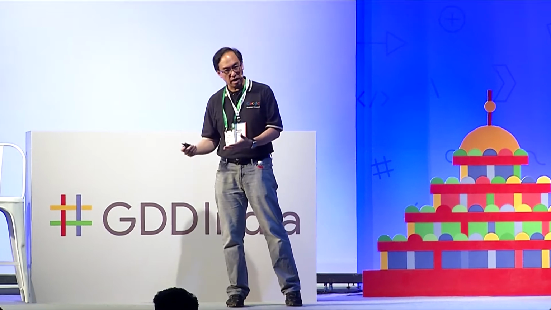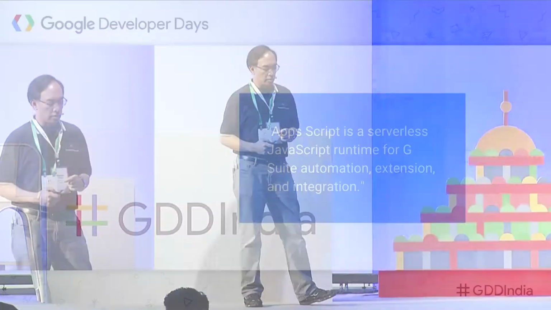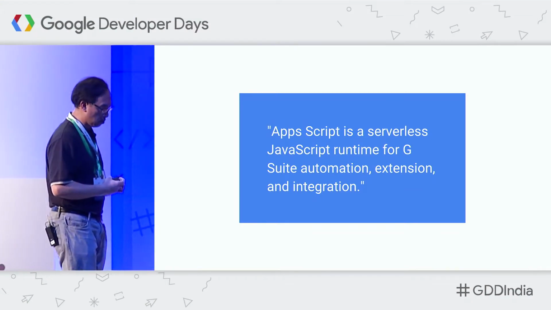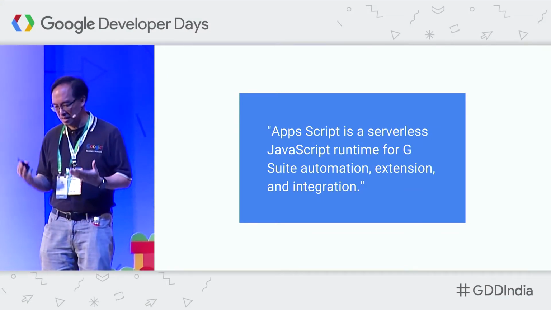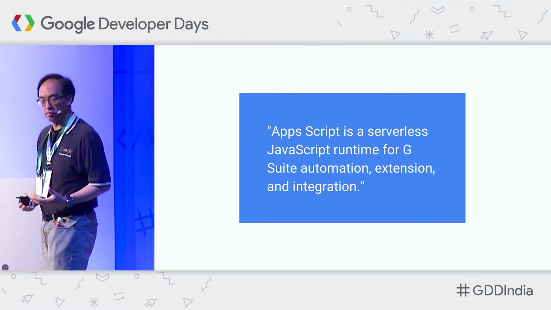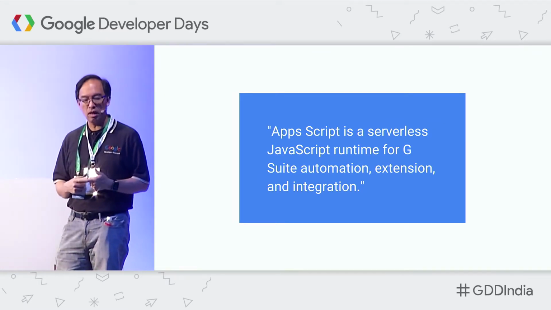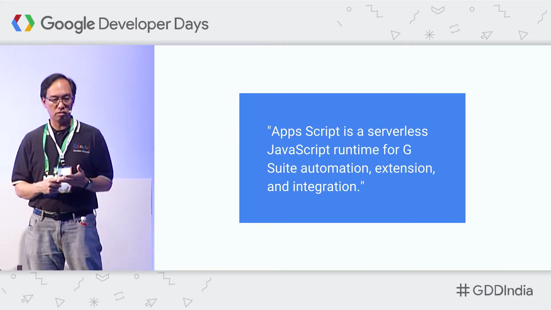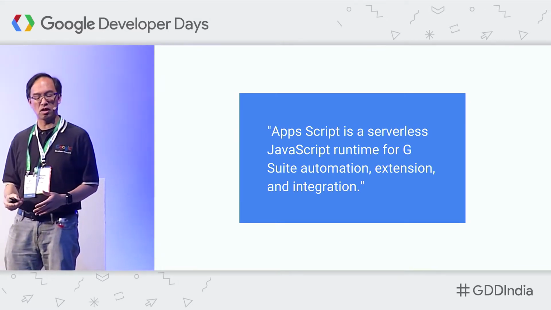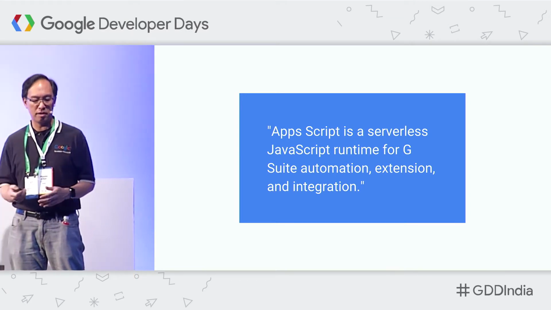Being able to talk to your Google Apps, access the data and things like that. So that's really where the power comes in. Okay? So if someone was to ask you, or ask me, in one sentence, how can you describe what AppScript is? Well, AppScript is a serverless JavaScript runtime for G Suite automation, extension, and integration. Okay? And then we'll look at examples of each of these so you can see what I mean by that.